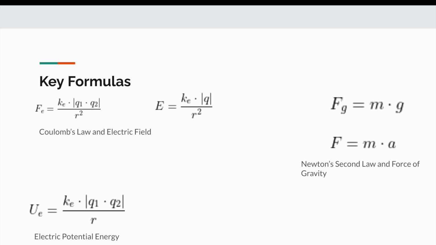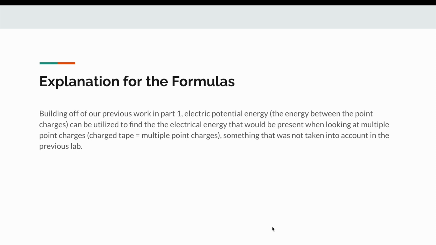energy. And this energy relates to the potential energy between the charges. And this is because in part 2, it helps to understand the energy changes when comparing the point charge and line charge models and how the distribution of charge will affect that energy. Just to be clear, I was going to explain one more time the use for these formulas. In part 1, the electric potential energy can be utilized to find the electrical energy that would be present when looking at multiple point charges. In other words, the charged tape is multiple point charges instead of just one. This was something that wasn't initially taken into account.